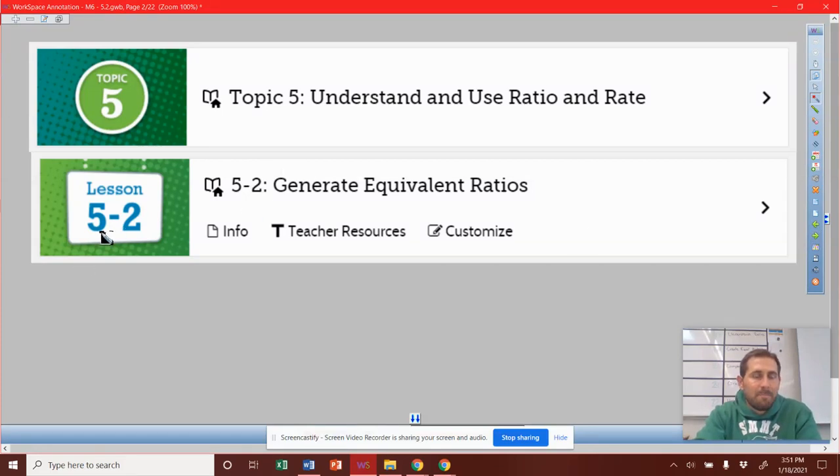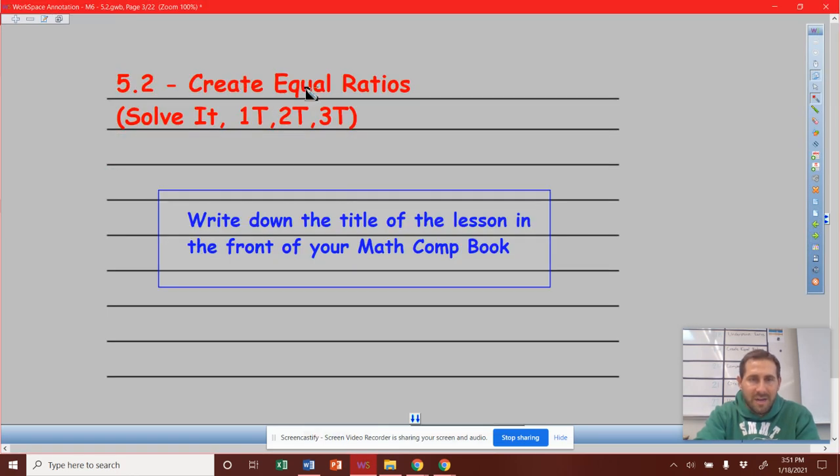We're jumping into the second part of lesson or unit 5. So now we're looking at generating equivalent ratios. Just go ahead and title it create equal ratios. Equivalent is another word for equal. Create is another word for generate.